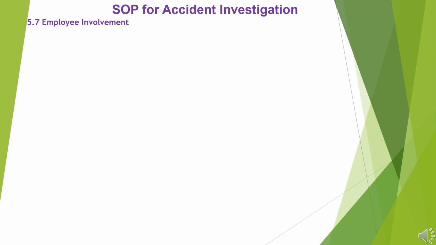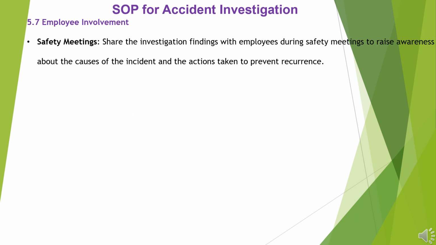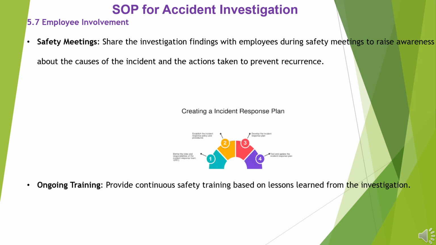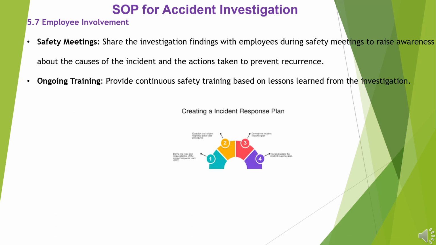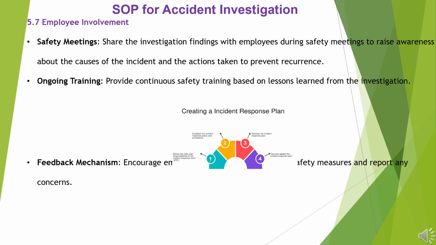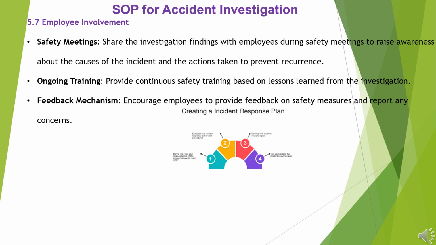5.7 Employee involvement. Safety meetings. Share the investigation findings with employees during safety meetings to raise awareness about the causes of the incident and the actions taken to prevent recurrence. Ongoing training. Provide continuous safety training based on lessons learned from the investigation. Feedback mechanism. Encourage employees to provide feedback on safety measures and report any concerns.